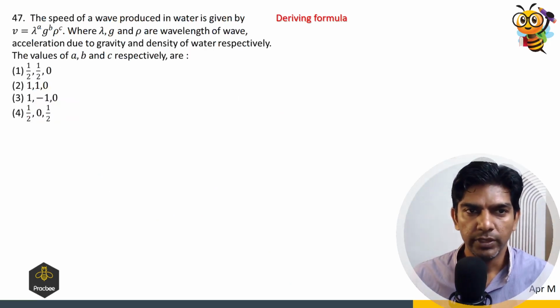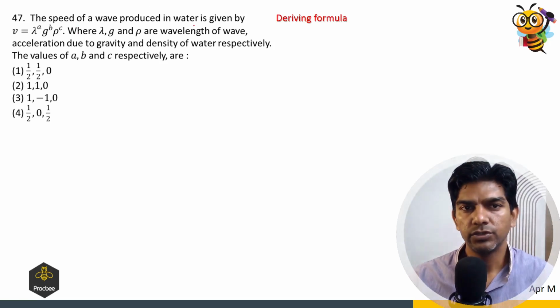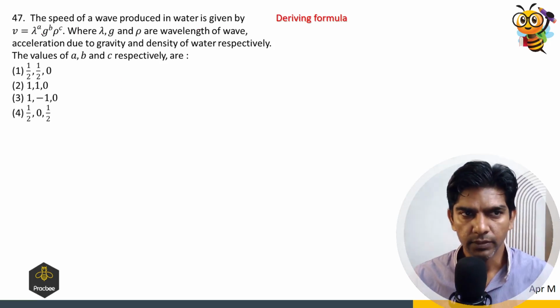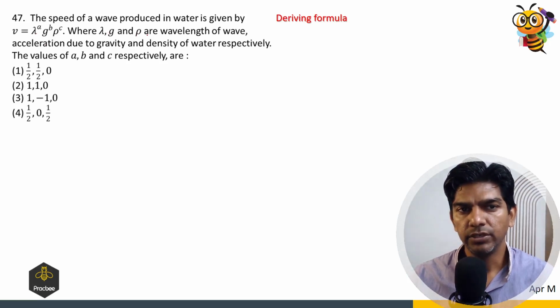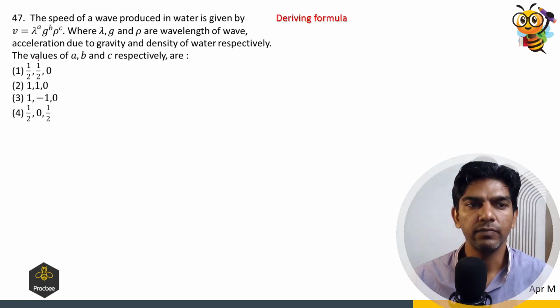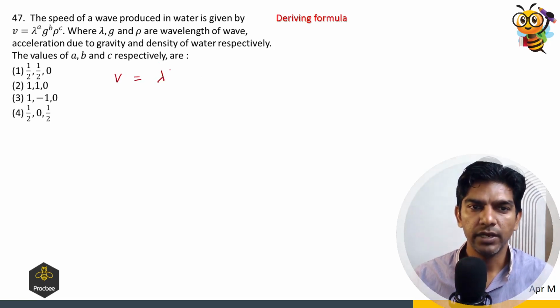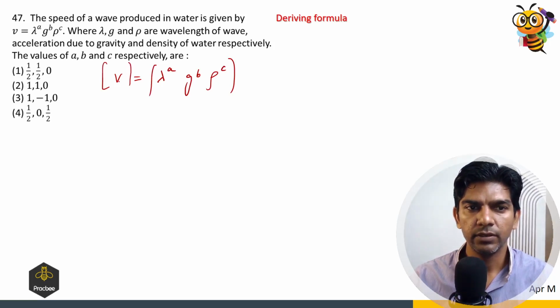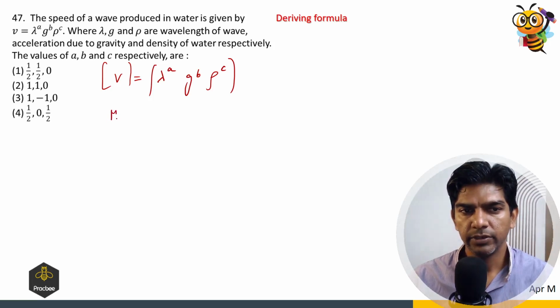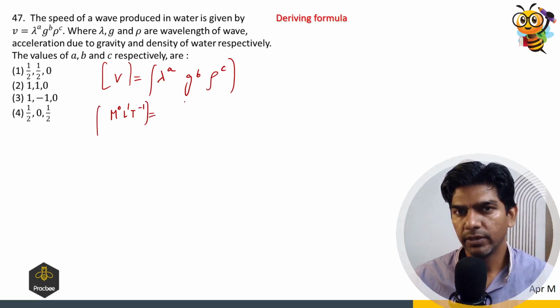Now let us see another question based on the same concept. The speed of a wave produced in water is given by v equals lambda raised to A, g raised to B, rho raised to C, where lambda, g and rho are wavelength of wave, acceleration due to gravity and density of water, respectively. Find the values of A, B and C. So again we are going to use dimension analysis. We'll compare the dimension of left hand side with the right hand side. Left hand side is speed, so that will be m raised to 0, L raised to 1, T raised to minus 1. Lambda is wavelength. Wavelength has a dimension of length.